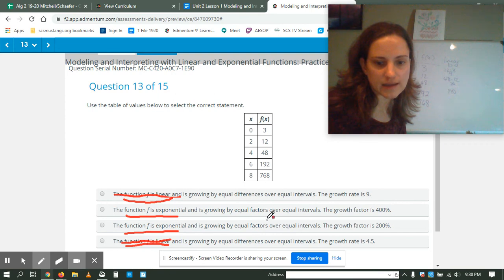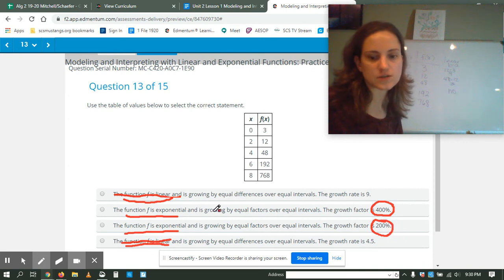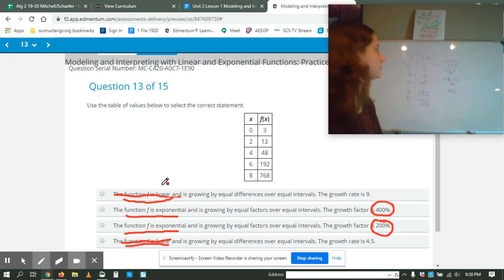It is growing by equal factors over equal intervals. So we need to figure out whether it's 400% and 200%. And this is where you've got to be super careful. You can't just say, because this is a constant increase, I can go from there and say this is going to be 3 times 4 to give us 12 times 4 times 4, because this isn't increasing by ones. So to be safe, I like to do my slope formula just to double check.